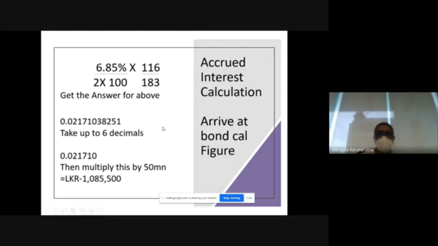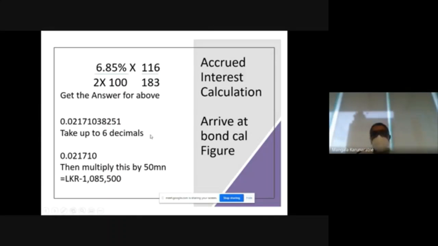Now earlier, what we did was we multiplied 1,712,500 by 116 and divided it by 183. So then we got an answer different to the bond cal figure. Why do I say this is the bond cal figure? This is the actual deal we did in the bank, and this was the figure for the accrued interest. So if you want to do that calculation manually, this is how you should do it.